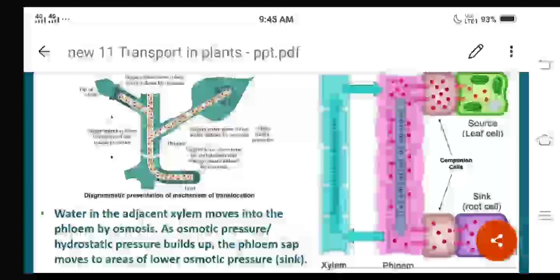As osmotic pressure or hydrostatic pressure builds up, the phloem sap moves to areas of lower osmotic pressure. Areas of lower osmotic pressure means what here? It will move into the sink. Sink means, say for example, root cell, right? The food will move to the sink in this direction, right?